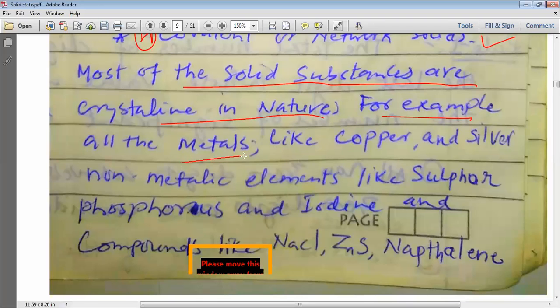For example, all the metals like copper and silver, non-metallic elements like sulfur, phosphorus and iodine, and compounds like NaCl, ZnS, naphthalene, etc.